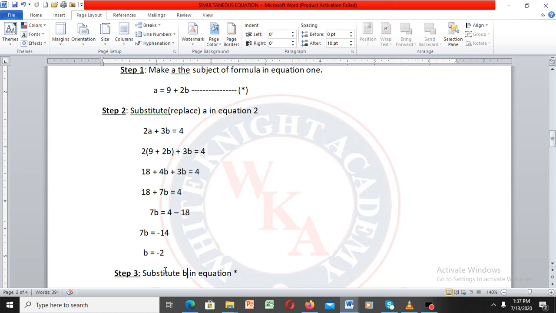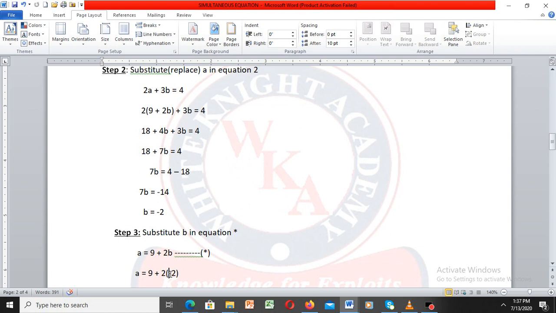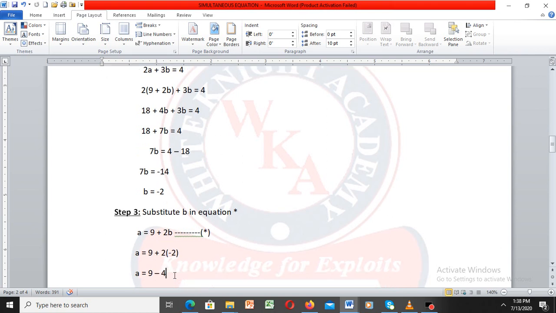We have gotten the value of b, but we are left with the value of a. So the third step is to substitute b in equation asterisk. This is equation asterisk. We are going to substitute b in equation asterisk. Alright, so since equation asterisk is a is equal to 9 plus 2b, therefore you say a is equal to 9 plus, you remove b and you put the numerical value of b that we got. Therefore you have a is equal to 9 plus 2 bracket minus 2, or 2 multiplied by minus 2, we put it in bracket because of the minus.